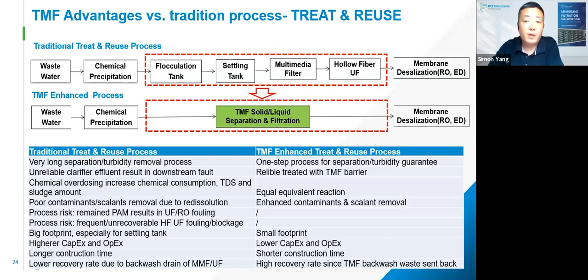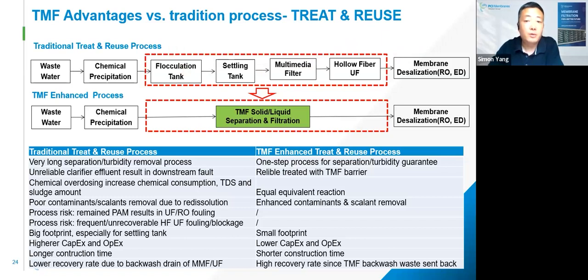That makes a very long treatment process with several risky points. First, right here, sludge carrying out from the settling tank will affect the whole reuse system. The second one, UF has fouling and fiber breaking issues. And third one, UF and subsequent RO have serious fouling problems due to polymer dosing.